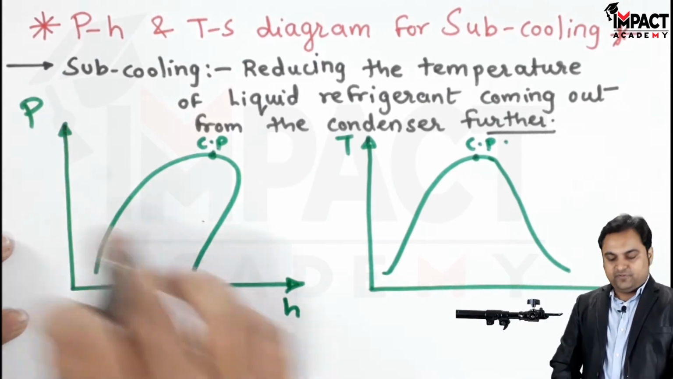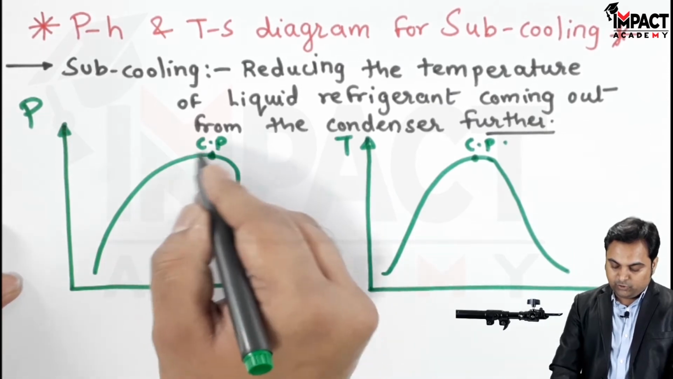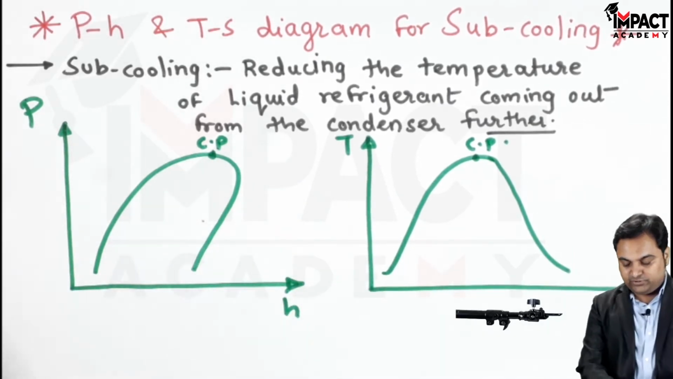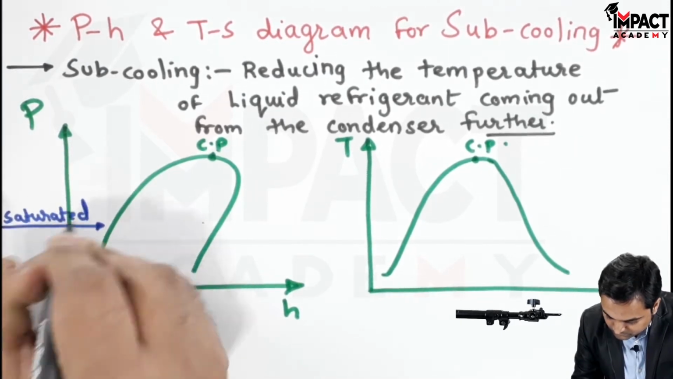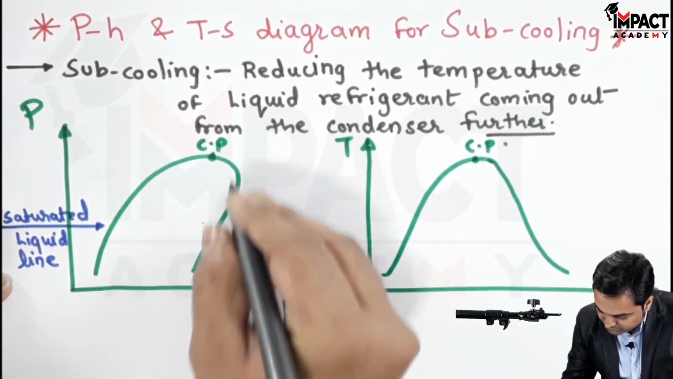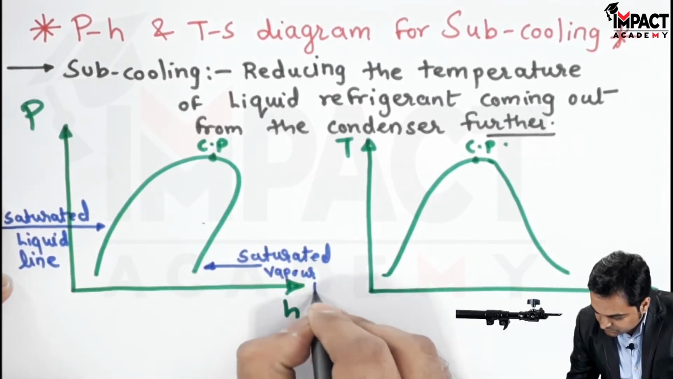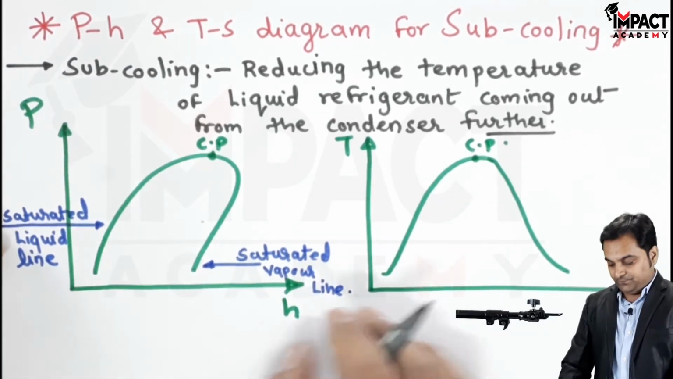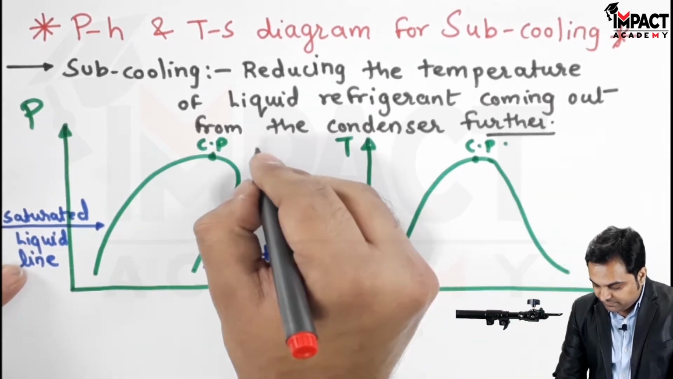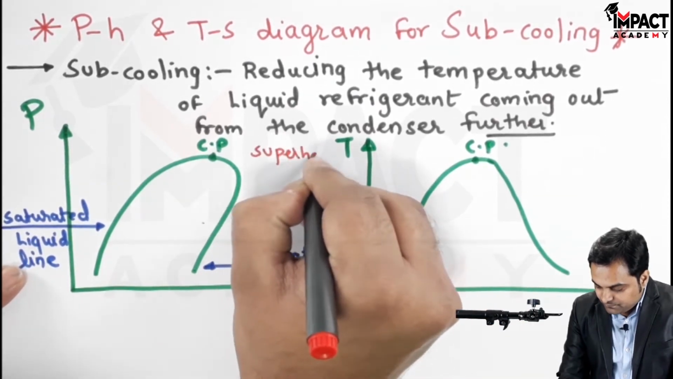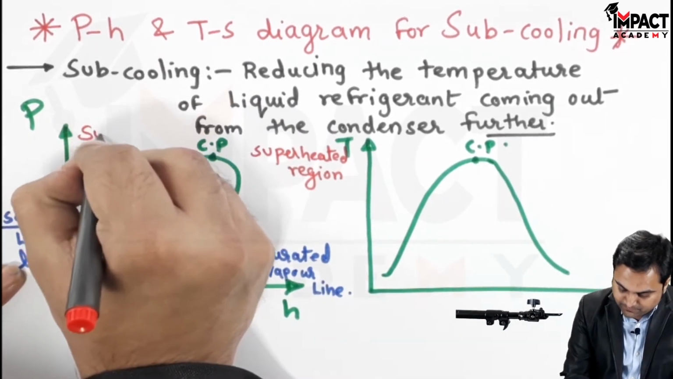Now pH diagram is the pressure enthalpy diagram, TS is temperature entropy. Here we are getting a curve. On the left part of this curve is the saturated liquid line, and on the right hand side is the saturated vapor line. Whatever is there to the right of the saturated vapor line is the superheated region, and to the left of the saturated liquid line is the subcooled region.